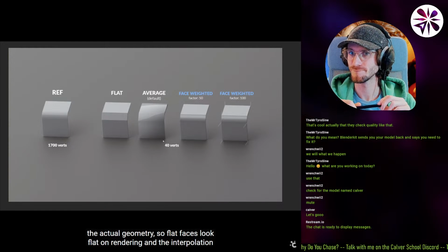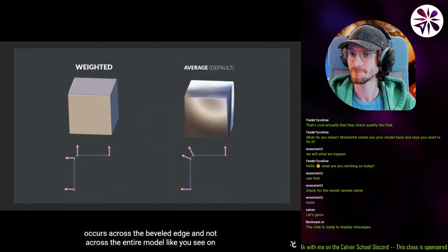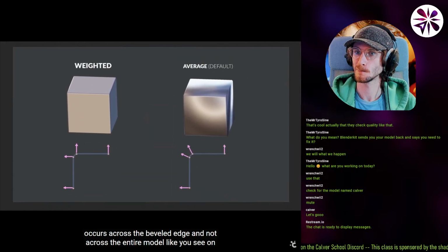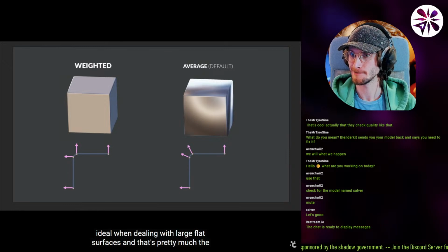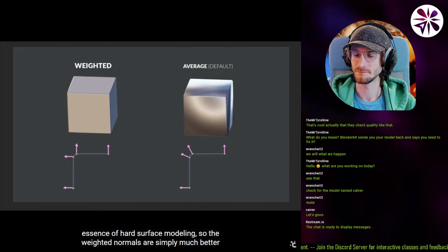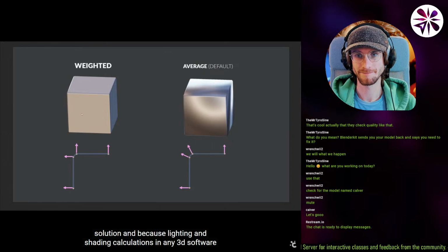So flat faces look flat on rendering, and the interpolation occurs across the beveled edge and not across the entire model, like you see on the right. As we will see, the default Blender smooth shading algorithm is not ideal when dealing with large flat surfaces, and that's pretty much the essence of hard surface modeling. So the weighted normals are simply a much better solution.